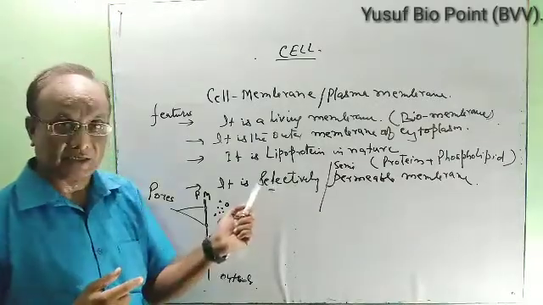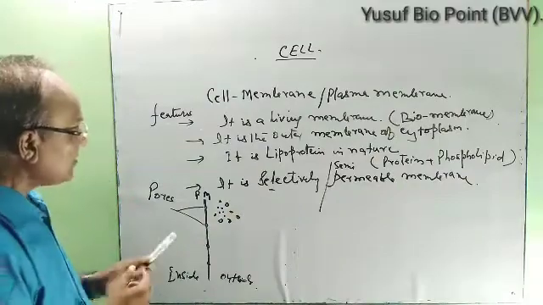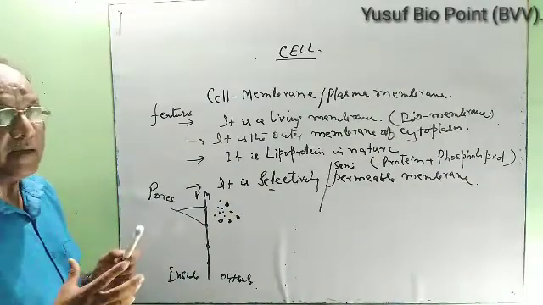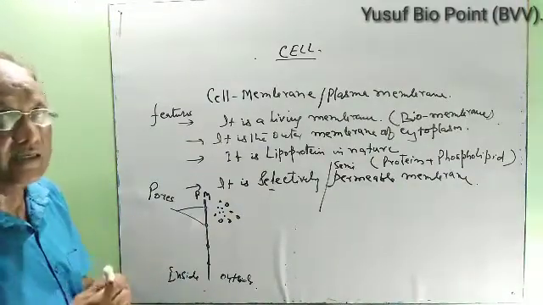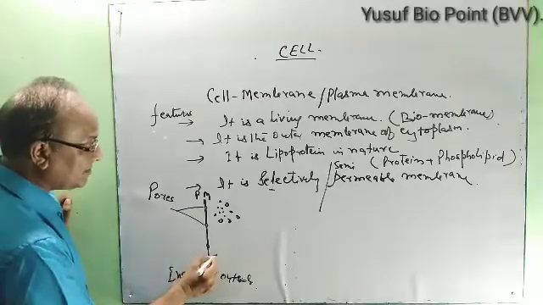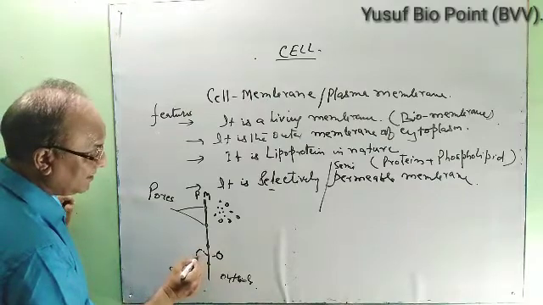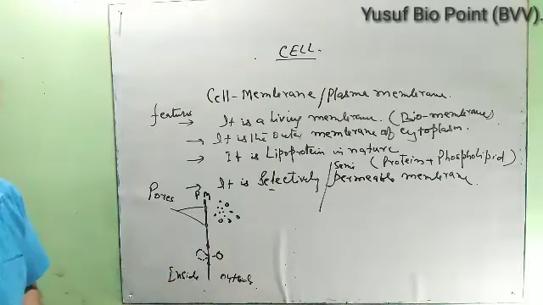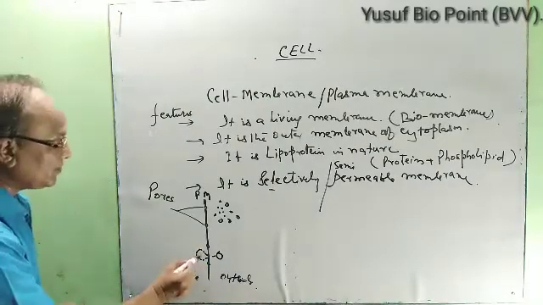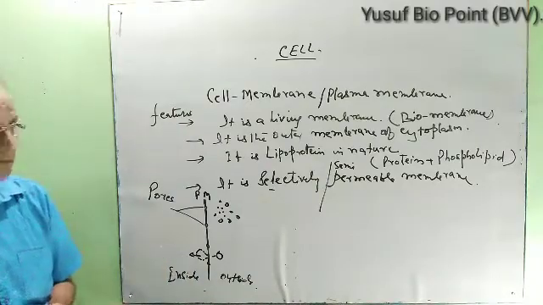That is the net selective. And sometimes big particles are needed. Suppose this is a big particle. It is needed, so a balloon-like vesicle is formed, endocytosis occurs, and by means of endocytosis it enters.